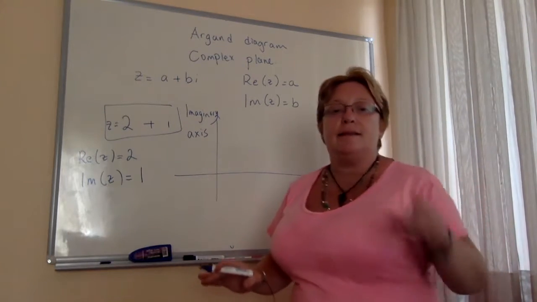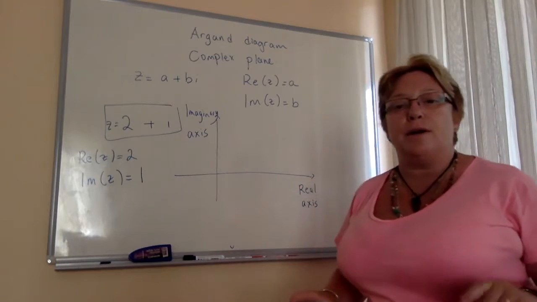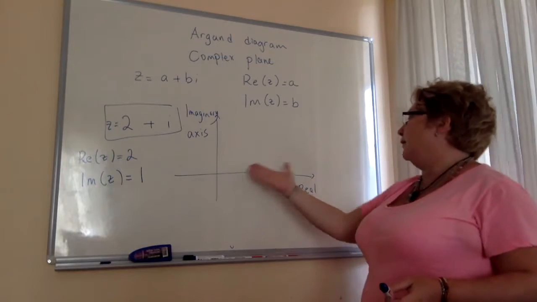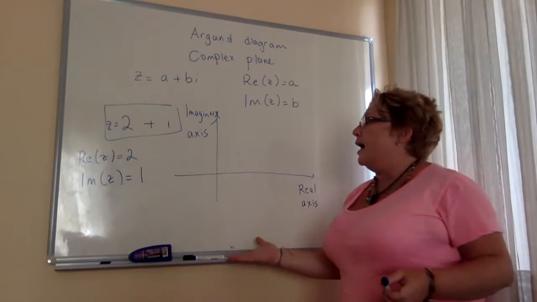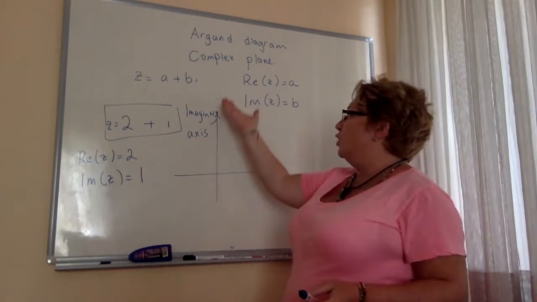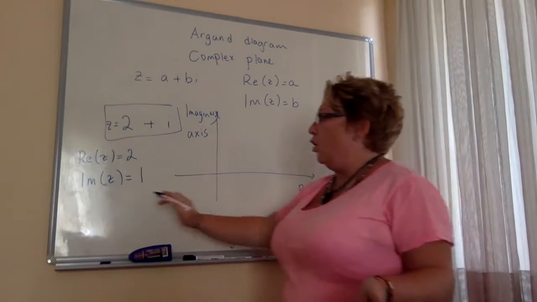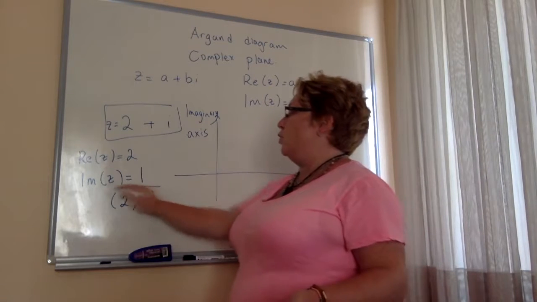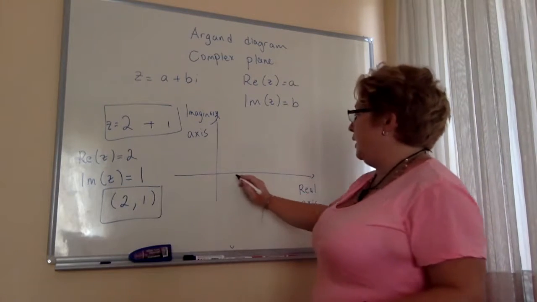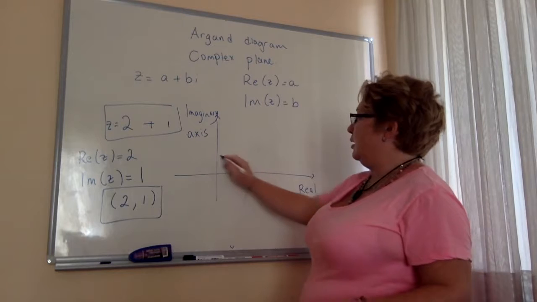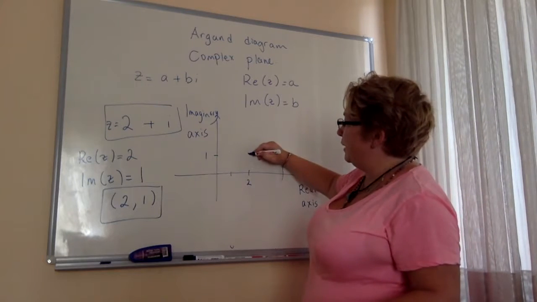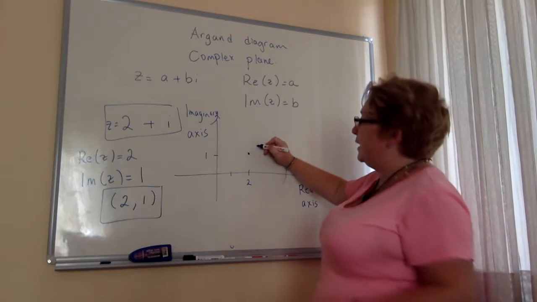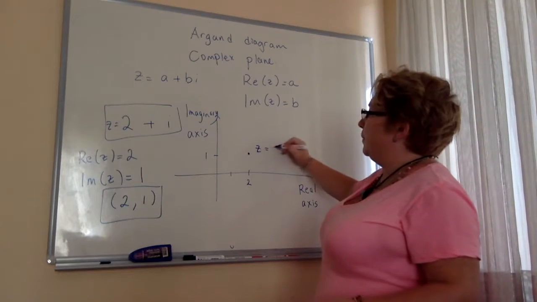Now when we plot this complex number in the complex plane, we plot the real part along the horizontal axis and the imaginary part along the vertical axis. So altogether we will be plotting the point (2, 1). Okay? So that will be the plot of my complex number z in the complex plane.